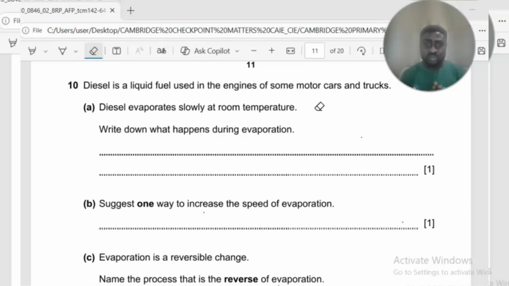So this time around, we are referring to evaporation, which is the escape of liquid molecules in a transformation from liquid to gaseous or to vapor form in nature. And this is necessitated most times by the effect of different factors in the environment. So let's stay on that. Diesel is a liquid fuel used in the engines of some motor cars and trucks. Diesel evaporates slowly at room temperature, which I mentioned earlier, between 25 to 30 degrees centigrade or Celsius.